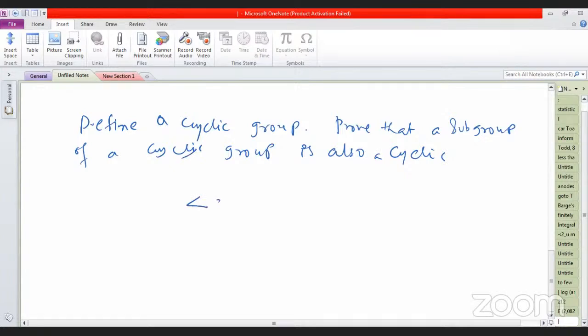What is this one? Anyone tell me? What are the symbols and what do we have to write here? It is the generator of A. Tell me. Anyone tell me?